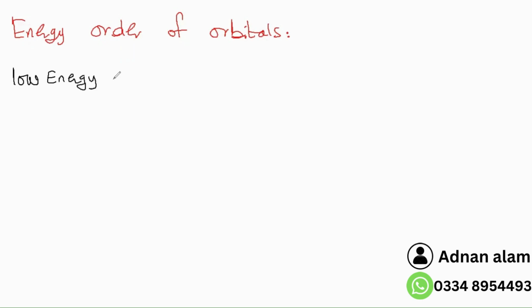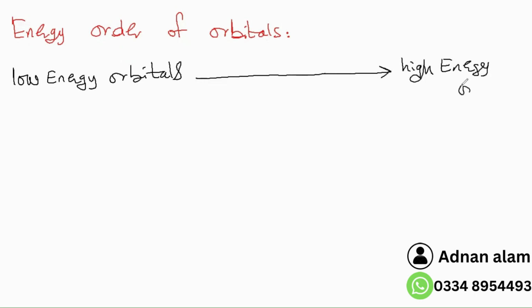Energy order of orbitals. So we need to know the energy order. Let us say low energy orbitals are here on the left side, and high energy orbitals are here on the right hand side. So now, how to arrange orbitals?